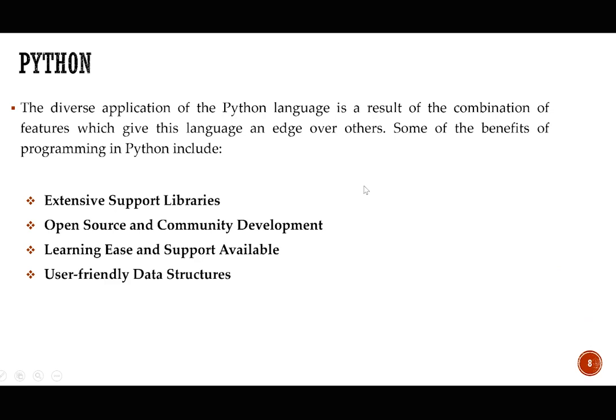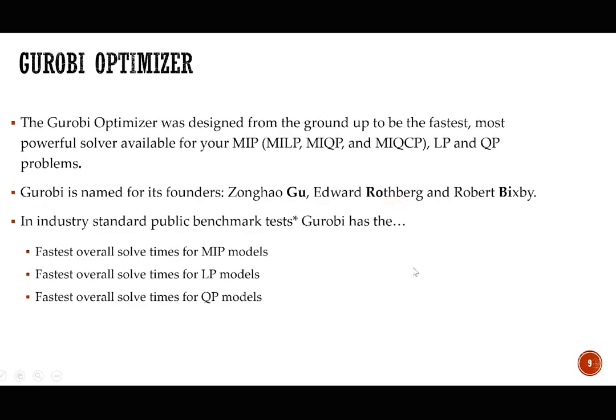The diverse application of the Python language is a result of the combination of features which give this language an edge over others. Some of the benefits are listed here. There is an extensive support library, open source and community development, learning ease and support available. So there are online forums that you can refer to to find answers to your questions. And user-friendly data structures. And you are going to see different data structures in this course a lot. So that's the reason that Python is very popular in both research and industry.